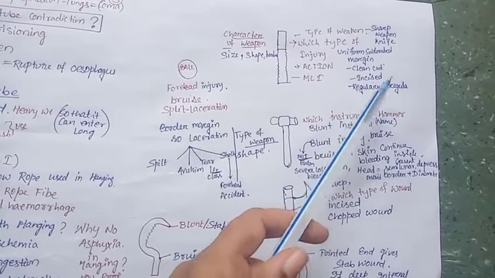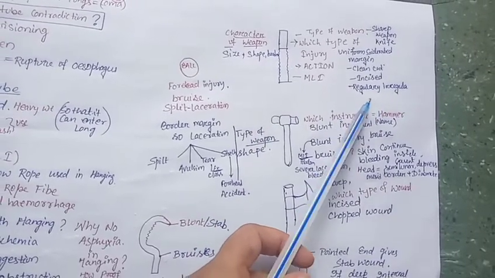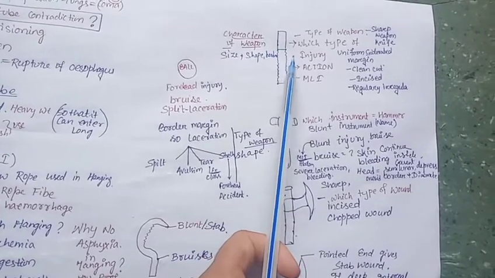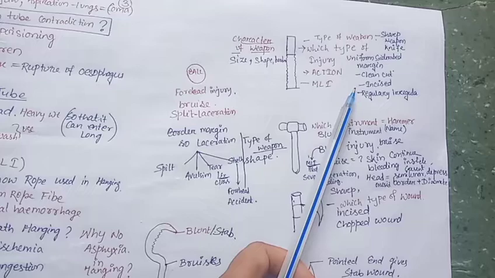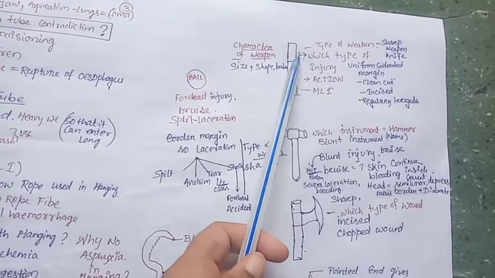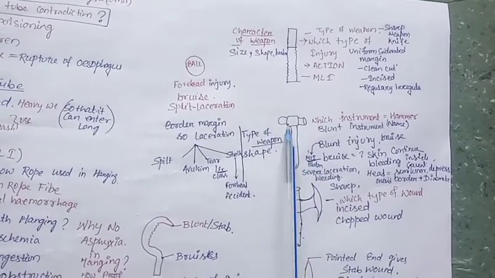Regularly irregular means this is uniformly serrated, that's why it produces a regularly irregular wound. The injury produced is an incised injury, and the weapon is a sharp weapon, that is a knife. Okay, this point you should write in your exam, in spotting or anything. What is this weapon?